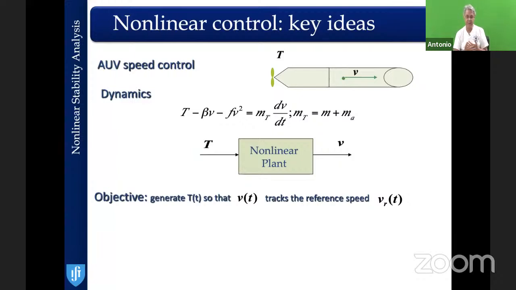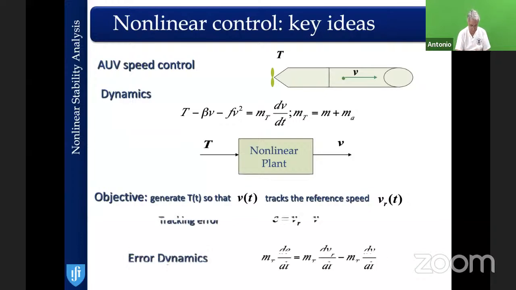How do you formulate this problem? Again, you have to look for the variable that you wish to drive to 0. So the error is exactly what you have there. V reference minus V. This is what you want to drive to 0 by manipulating the thrust. Again, a control problem that is very well formulated. So if you want to drive the error to 0, you better find out the dynamics of E. What's the differential equation that E is going to satisfy?